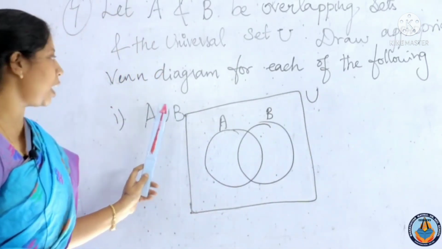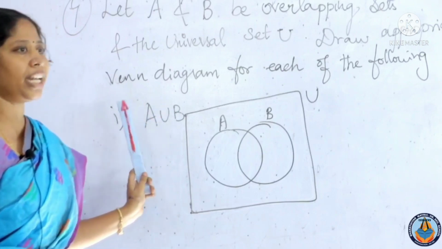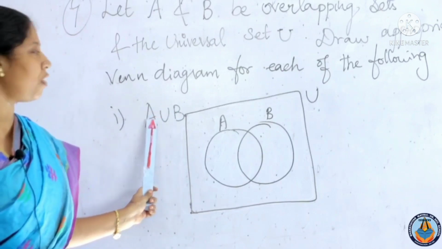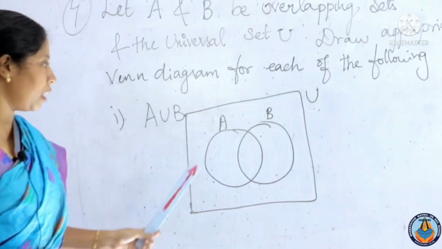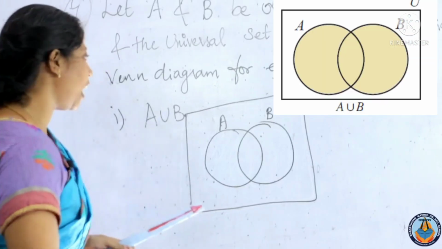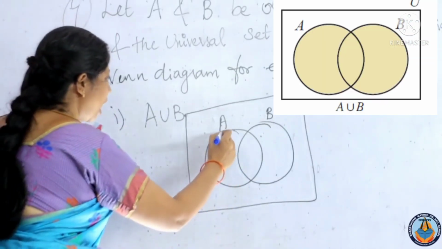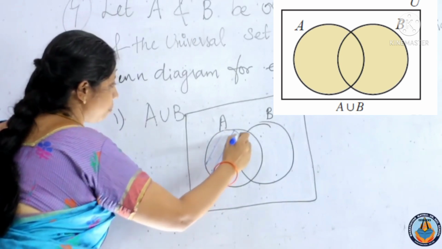Let us recall the union of two sets. It contains all the elements of both A and B. Then we have to shade both the A and B circles.